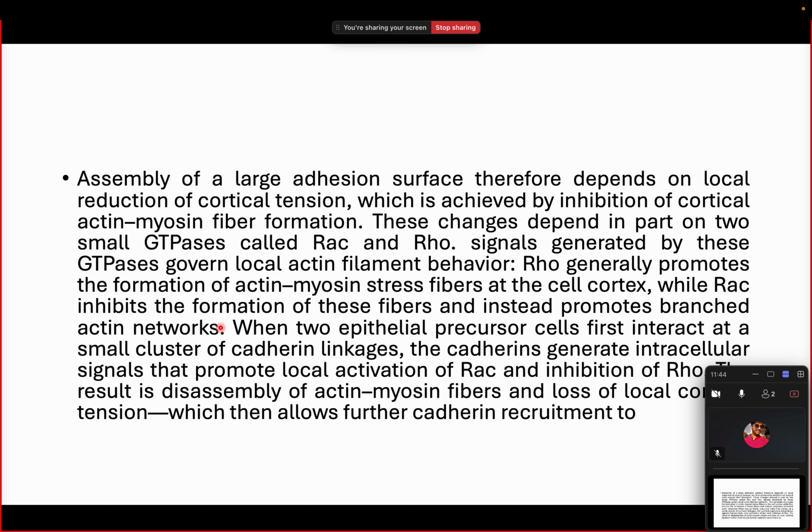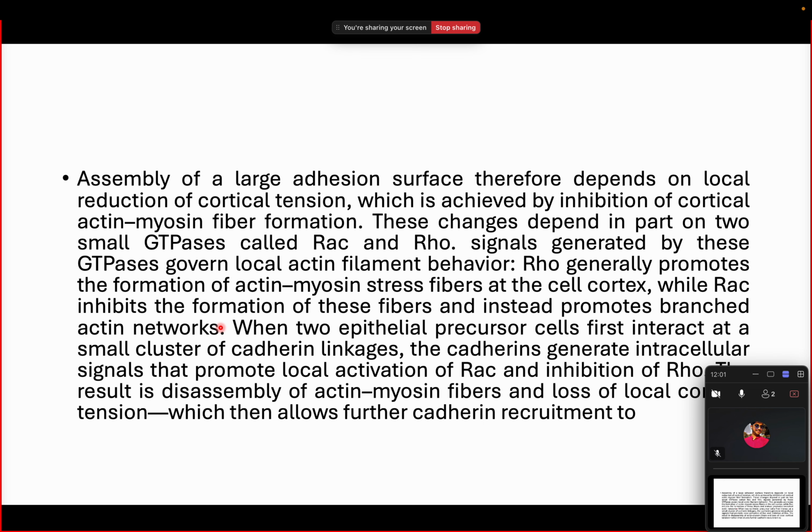So what RAC does, RAC basically helps in the polymerization of the actin myosin fibers in the linear direction, while Rho inhibits the polymerization of actin myosin fibers in the linear direction and hence promotes the branching of these fibers.